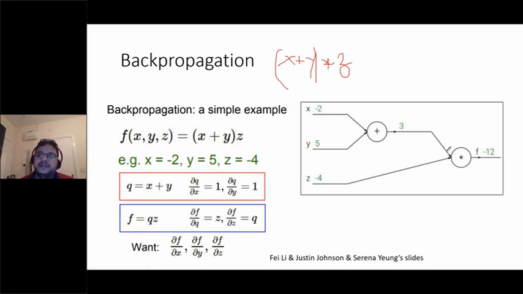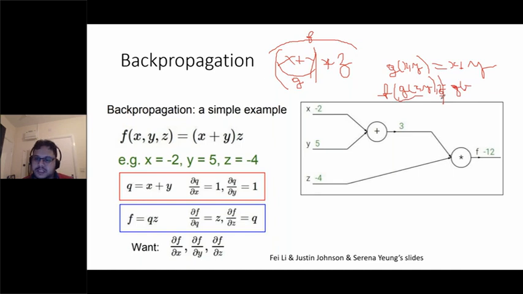So this can be seen as just one function, my g, and this is my f. So g of x, y, a number of variables, doesn't matter what we have here, equals x plus y. And f of g of x, y equals g, here, and z, because the inputs are just the parameters. It equals g multiplied by z. So we have a combination of functions here, which means we can apply the chain rule.